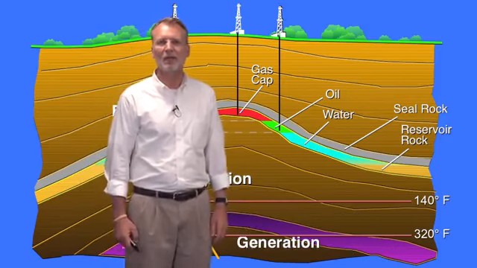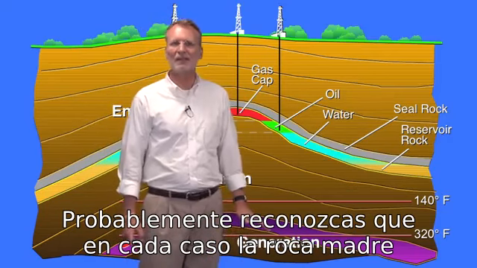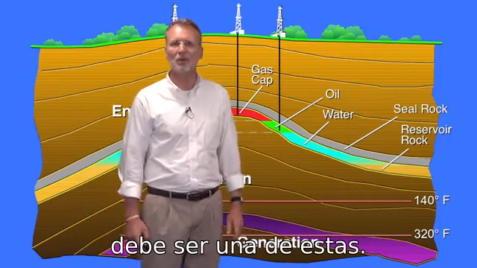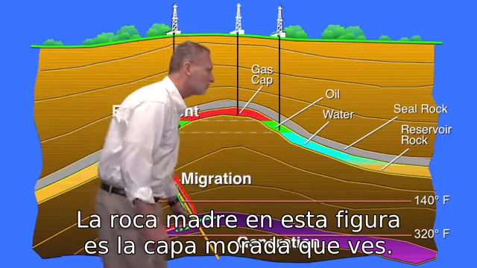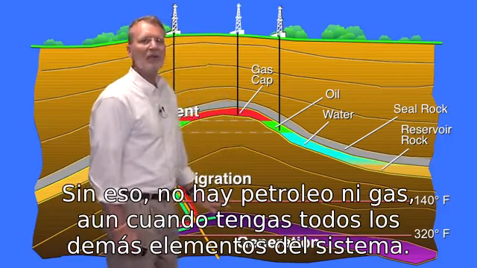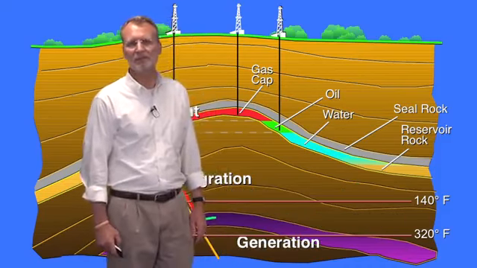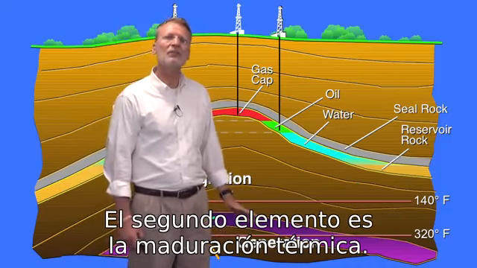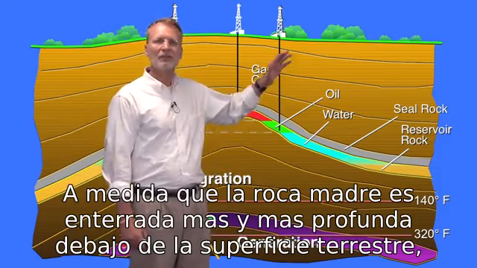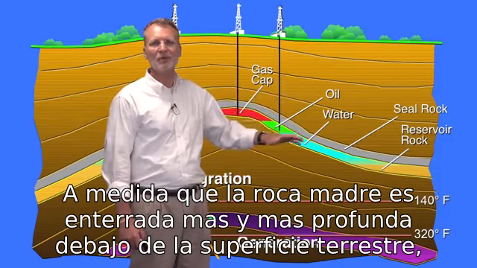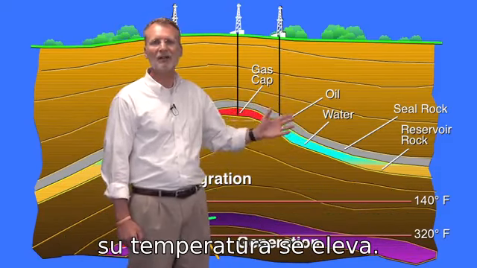for. You've probably already recognized that in either case, the source rock must be one of these. The source rock in this figure is this purple layer that you see. Without it, there's no oil or gas, even if you have all the other system elements. The second element is thermal maturation. As the source rock is buried deeper and deeper below the Earth's surface, its temperature rises.